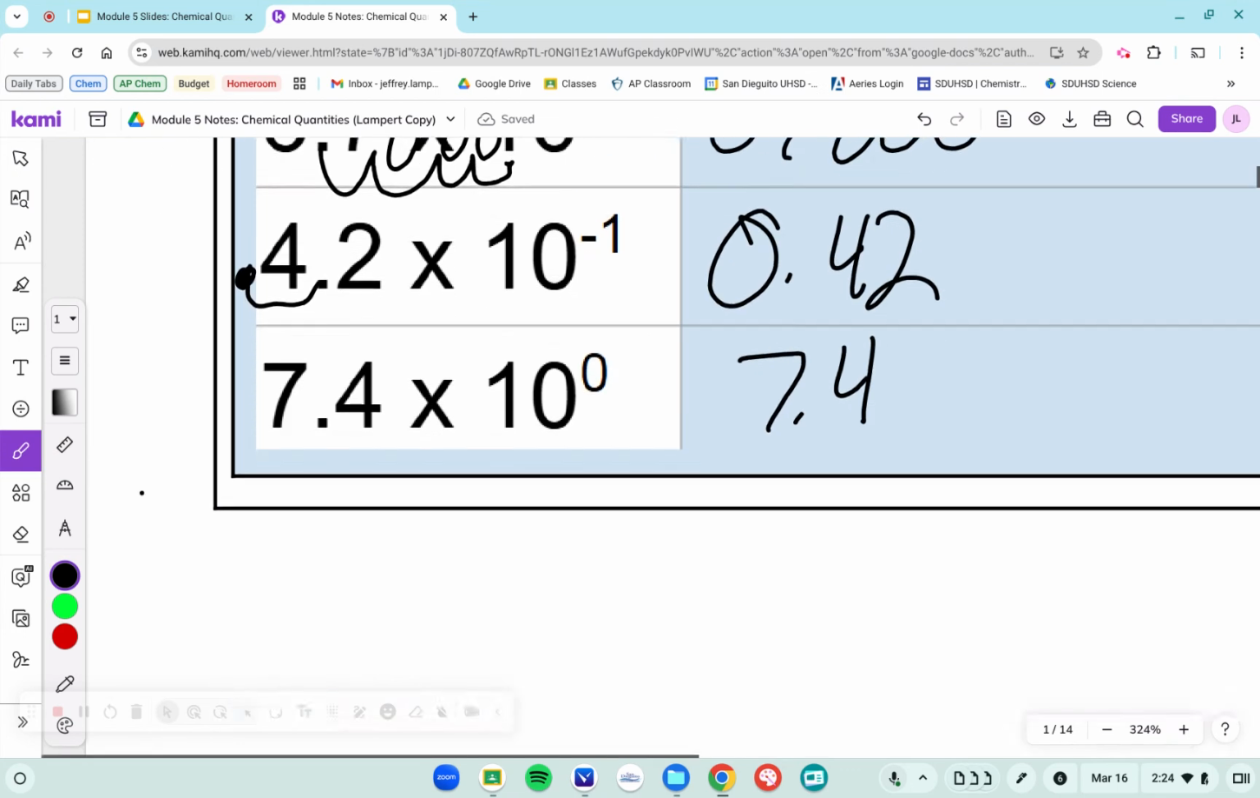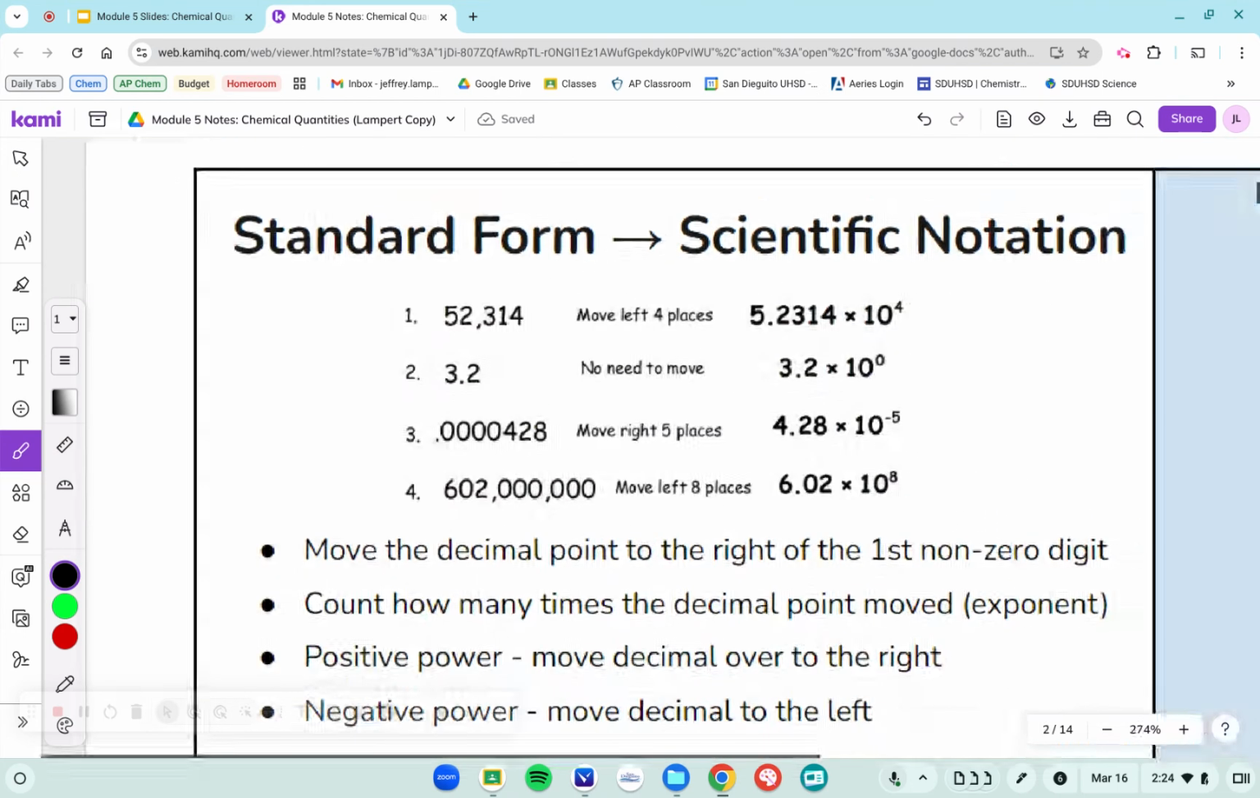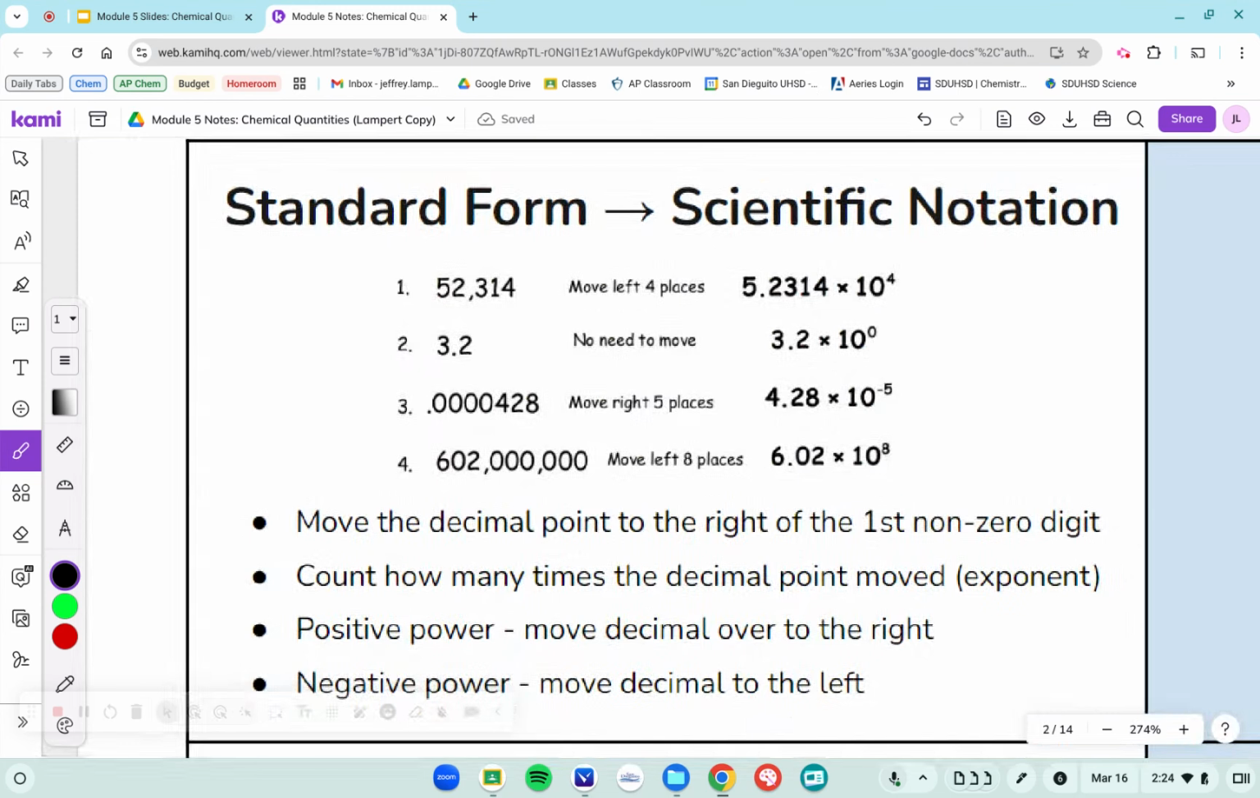All right. So now on to our next operation we can do. For these, instead of going from scientific to standard, we're going from standard to scientific. So for each of these, we're just trying to figure out how many places we need to move our decimal so there's just one number in front of the decimal. All right? If we started with a large number, that means that we're going to have a positive exponent. If we started with a really small number, then we have a negative exponent.